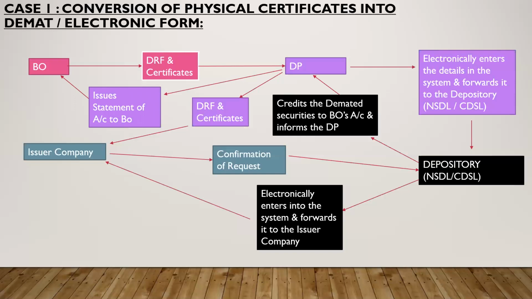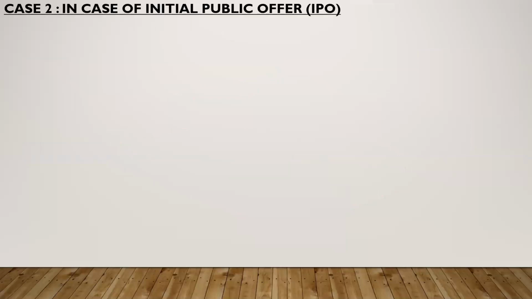Moving on to the second case, case number 2. Now, in case of initial public offer, remember class, when we were studying chapter 3, issue of shares, at that particular time we have studied this topic also, IPO, correct? What was IPO and FPO? In detail I have already mentioned what is IPO and how it takes place. So let's see what happens in this particular case.